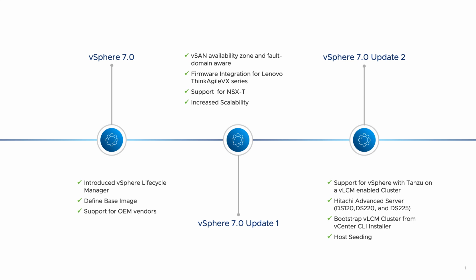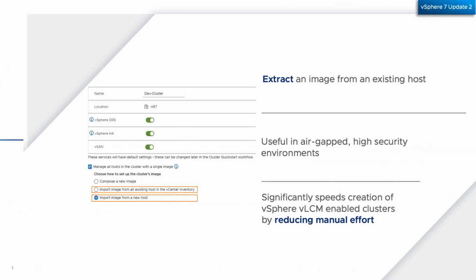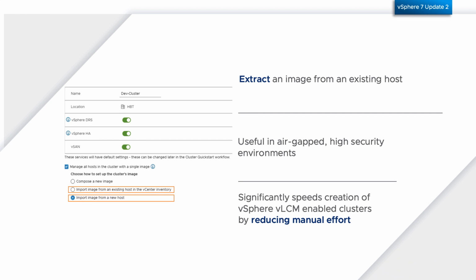All of these capabilities are baked into the new cluster creation workflow. You can see from this screenshot, you have two new options to select. The first option, which is import image from an existing ESXi host in the vCenter inventory, allows you to reference an ESXi host which is already part of the same vCenter server. The second option, which is import image from a new host, allows you to reference an ESXi host managed by another vCenter server, or it can be a standalone ESXi host.